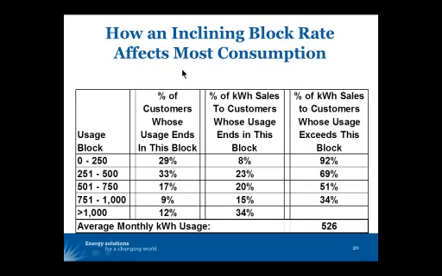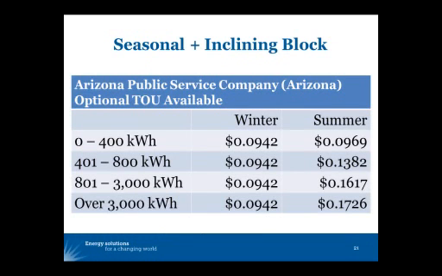But in the summer period, it's a fairly steep inclining block rate designed to capture air conditioning in the third and fourth block. That air conditioning is very unpredictable usage, it's very seasonal usage, and it's very peak-oriented usage. So it's much more expensive to serve than the lights and appliances usage.